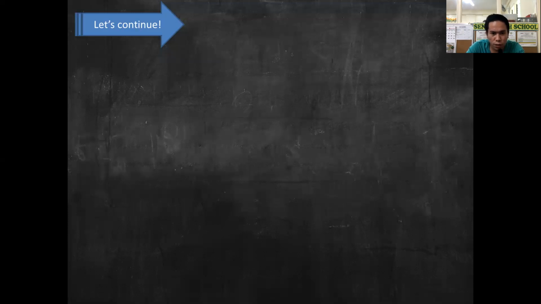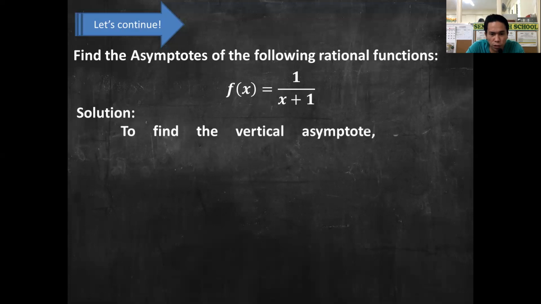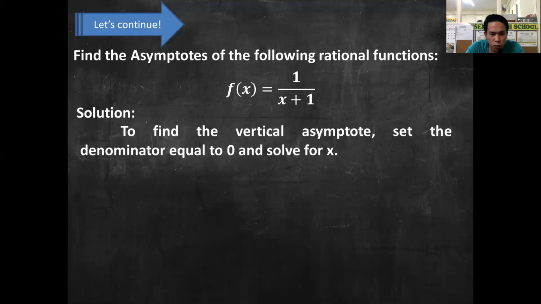Okay? Sige, let's have this example. Find the asymptotes of the following rational functions. So we have f of x is equal to 1 over x plus 1. So hanapin natin yung vertical asymptotes. To find the vertical asymptote, set the denominator equal to 0 and solve for x. Since in our rational function the denominator is x plus 1, i-equate natin siya sa 0. So magiging x plus 1 is equal to 0. Then we're going to eliminate 1 by subtracting 1 to both sides. So we'll have x is equal to negative 1.